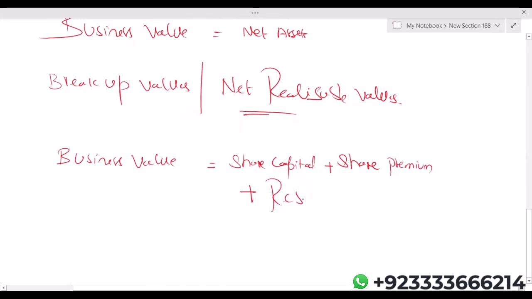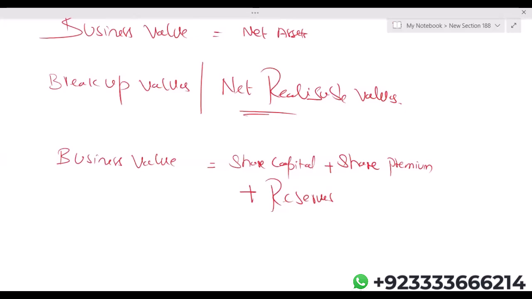We'll add all the reserves. So basically your business value is equal to equity. There's a possibility that you need to value the business on the basis of net asset, and the examiner has not given you the information of assets and liabilities. It's okay. If I have the information of share capital, share premium, and reserves, that is equal to equity.